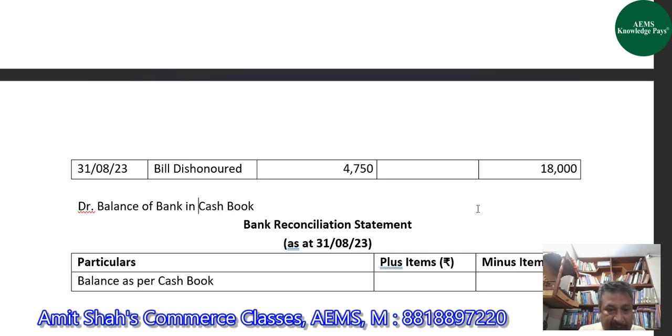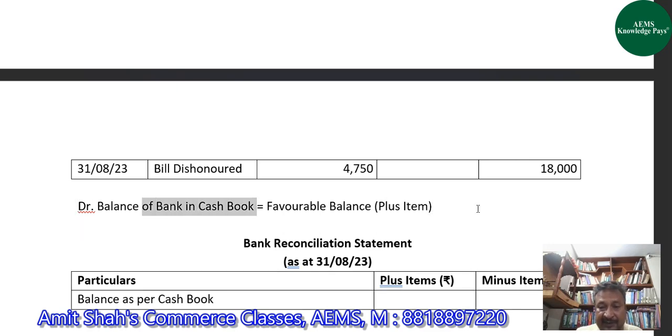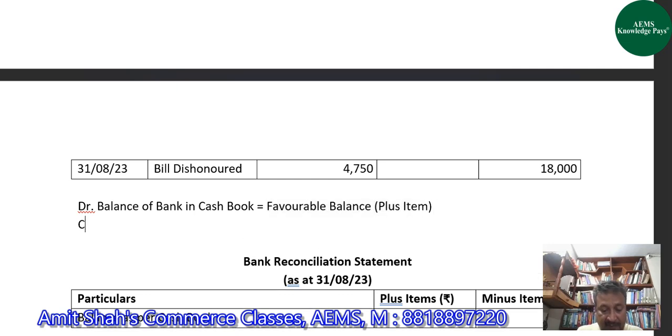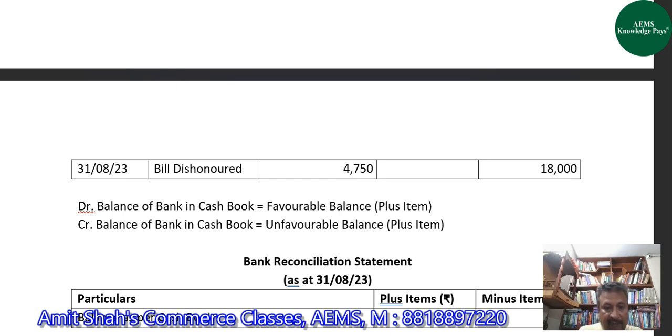Now, one more thing we should understand, that a debit balance of bank in cash book is a favorable balance. That is a plus item. Debit balance of bank in cash book means the business has a right to recover money from the bank. Since it has the right, that is why it is a favorable balance, a plus item. And a credit balance of bank in cash book is an unfavorable balance. Because if there is a credit balance in cash book of bank, it means that much amount we have to pay to the bank. We are liable to pay to the bank. Means it's a loan. That is a minus item for the business.